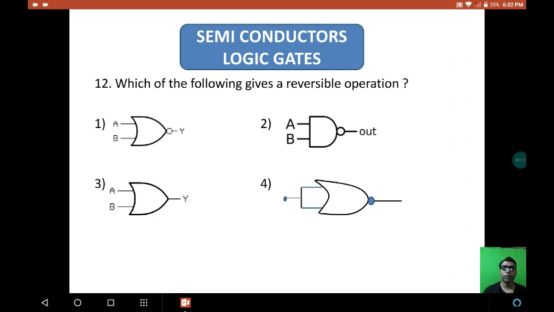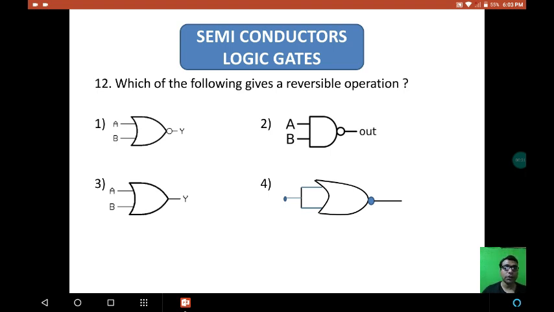Now this question is from logic gates. Logic gates is covered under the semiconductors chapter. Here you can see the question has asked which of the following gives the reversible operation. We have been given 4 logic gates and you have to opt for the reversible operation. Before opting for this, you should know what the reversible operation is. If you are very clear about the reversible operation, then there is no difficulty in taking the correct option.